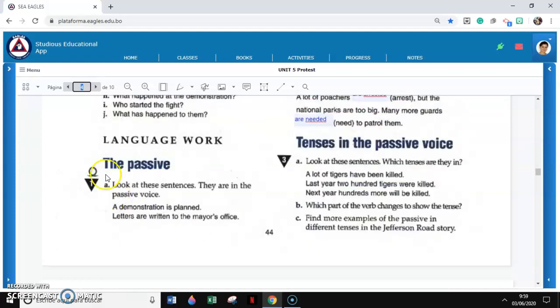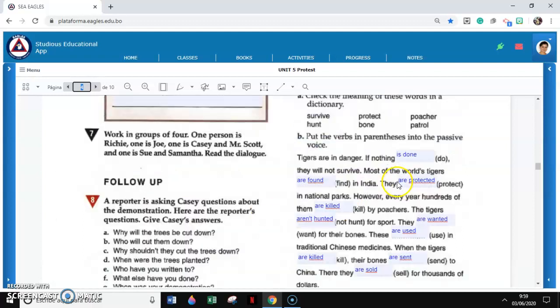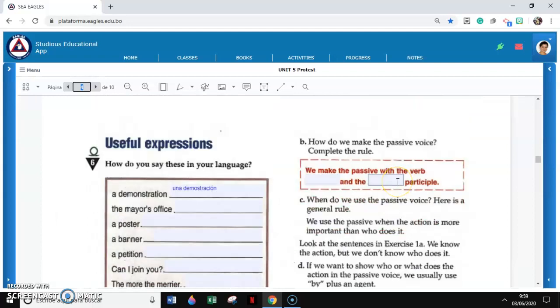Language work, the passive. Number 1. Look at these sentences. They are in the passive voice. A demonstration is planned. Letters are written to the mayor's office. What's the action? Remember, the passive focuses on the action, focuses on the activity. Okay? So the most important is the action, not the subject, not who or what does it. Is planned, are written.